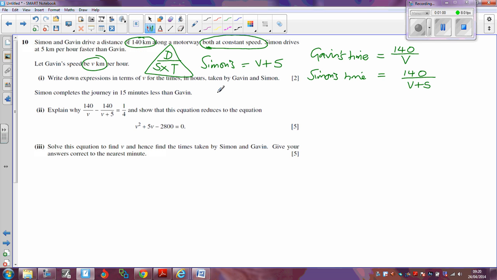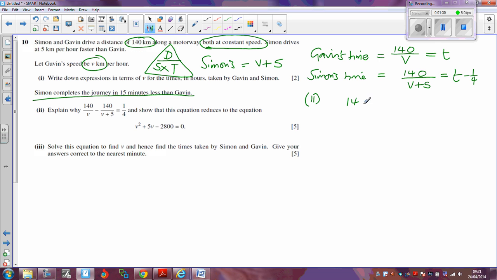Okay, it then says Simon completes his journey in 15 minutes less than Gavin. So if Gavin's time is t, then Simon's time is going to be t minus a quarter. I forgot to say that actually the velocity is in kilometres per hour, so the time will have to be in hours.